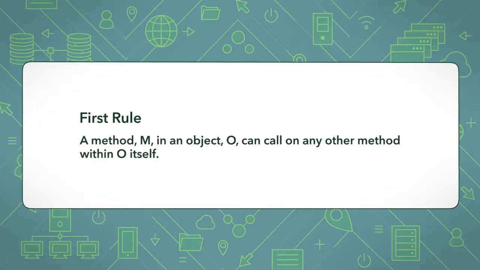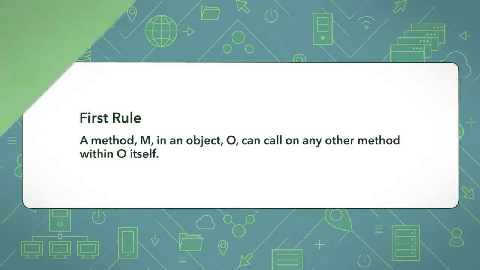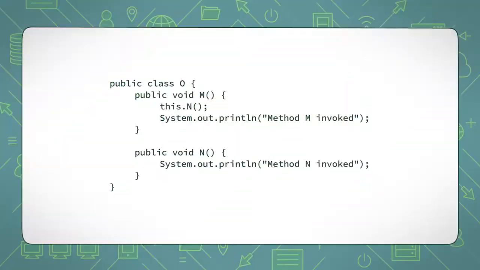The rules in the law of Demeter are used to provide a guideline as to what kind of method calls a particular method can make. The first rule we will look at states that a method, M, in an object, O, can call on any other method within O itself. This rule is fairly simple and it makes logical sense. A method encapsulated within a class is allowed to call any other method that is also encapsulated within the same class. In this example, method M is allowed to call the method N, and both methods are part of the same class.